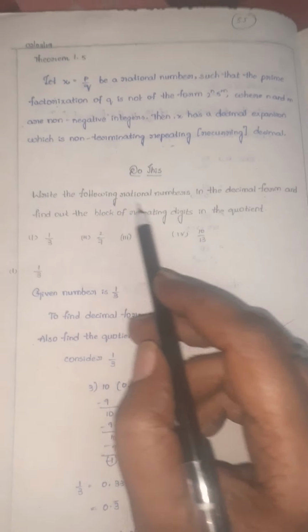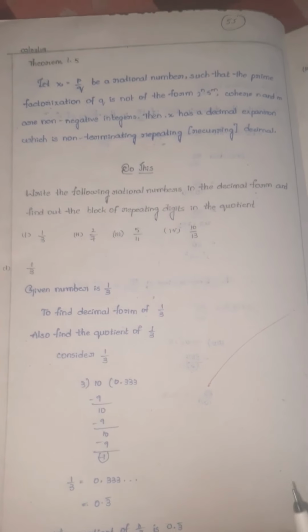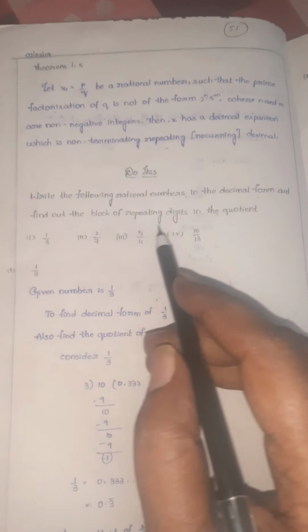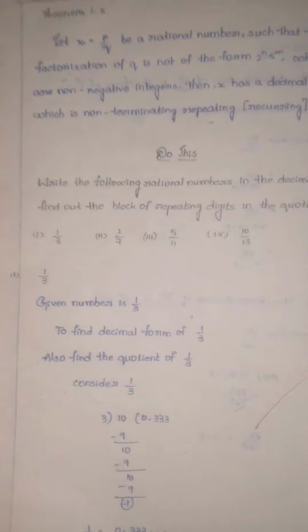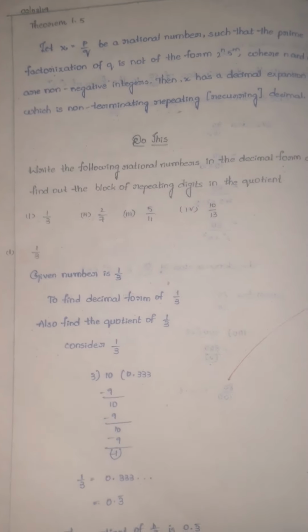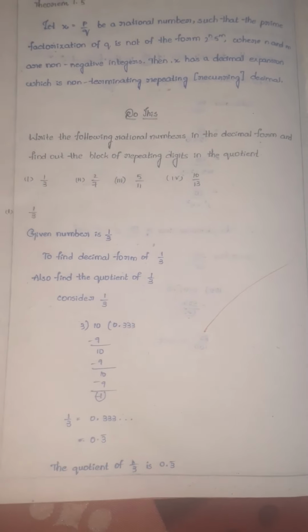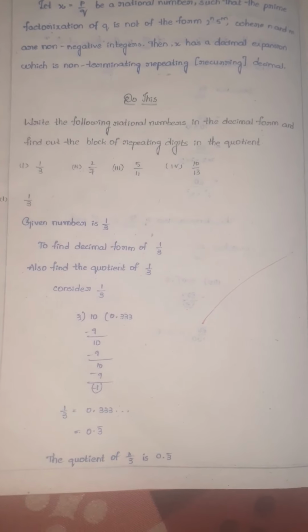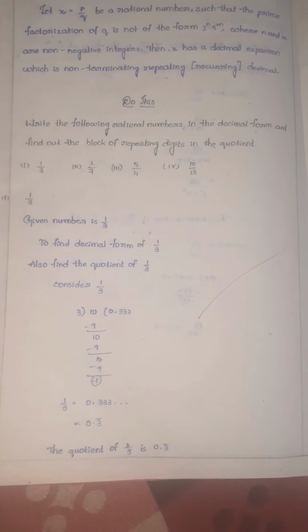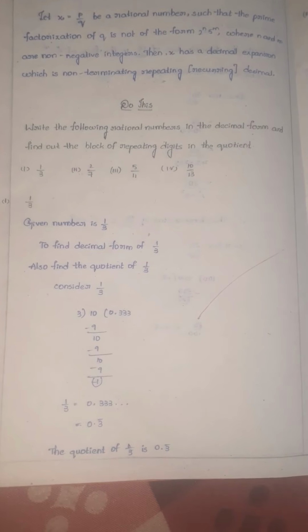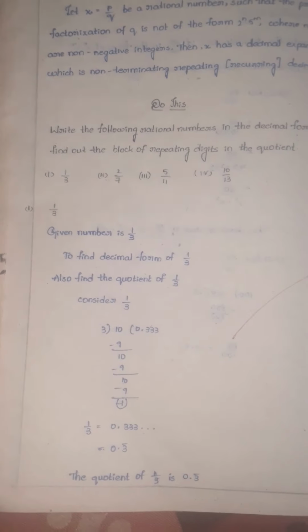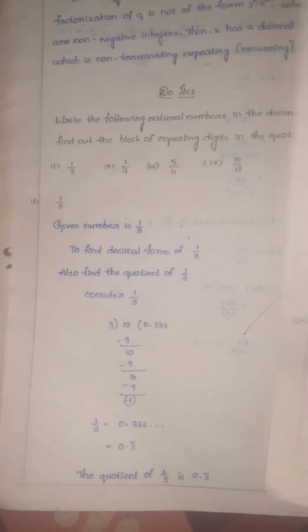Do this. Write the following rational numbers in the decimal form and find out the block of repeating digits in the quotient. So what is given, children? Write the following rational numbers in the decimal form and find out the block of repeating digits in a quotient. So these are the 4 questions given. We'll do them one by one.